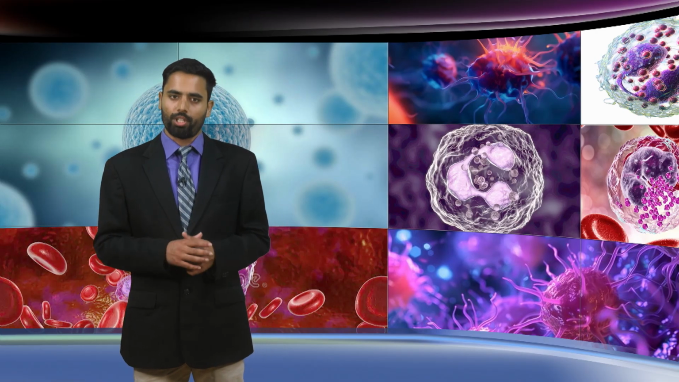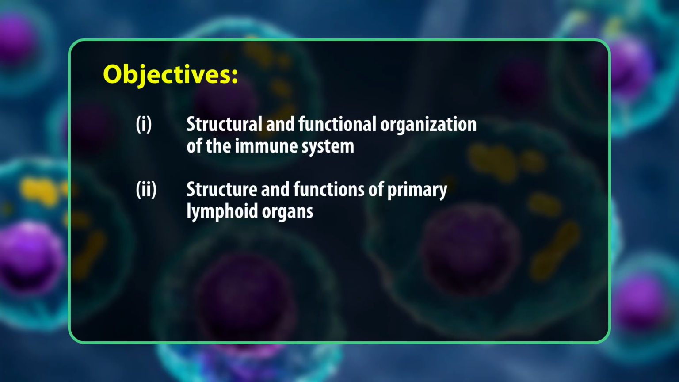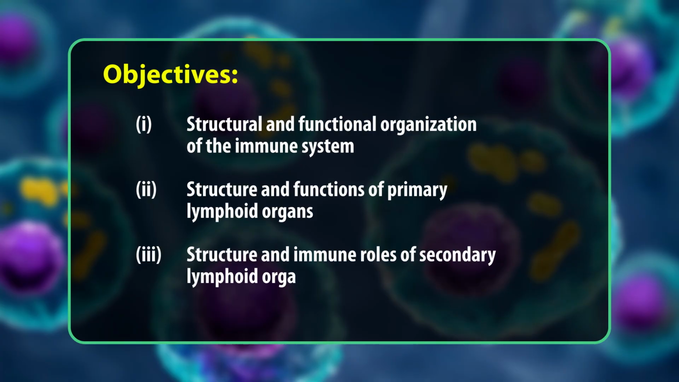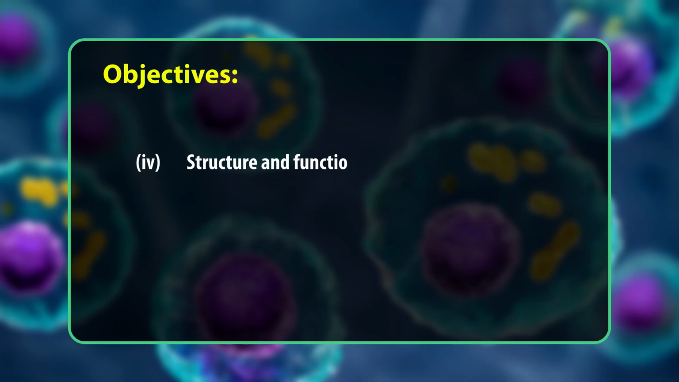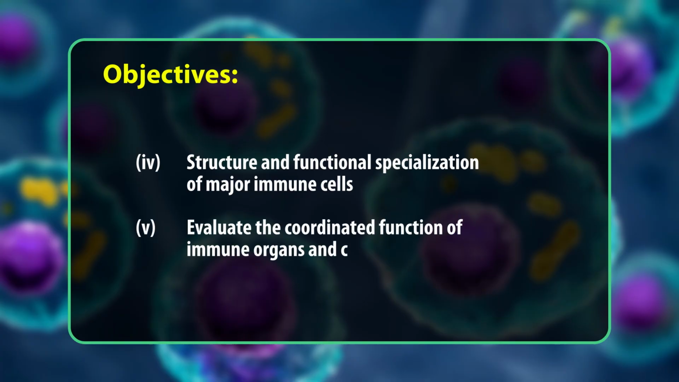So, we will cover the topics under the following learning objectives. Number 1, understand the structural and functional organization of the immune system. Number 2, describe the structure and functions of primary lymphoid organs. Number 3, differentiate the structure and immune roles of secondary lymphoid organs. Number 4, identify the structure and functional specialization of major immune cells. Number 5, evaluate the coordinated function of immune organs and cells in host defense.